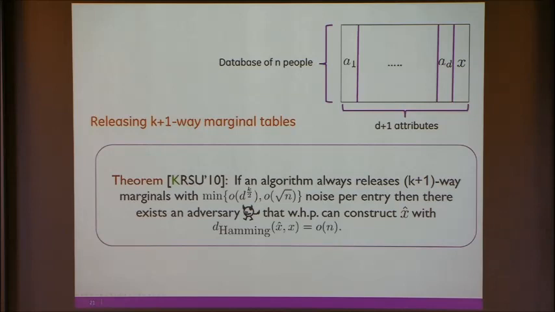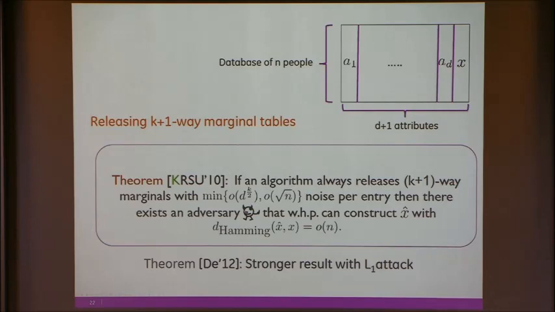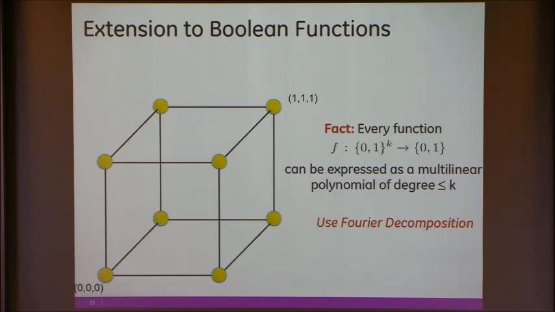So that's marginal tables, and this was with just the least squares attack. In fact, you can get a stronger statement if you use an L1 attack instead of L2, using a linear program. And maybe not surprisingly, this can also be extended to any other Boolean function, not just conjunctions. This depends on the fact that Boolean functions can be represented as a multilinear polynomial using the standard Fourier decomposition.